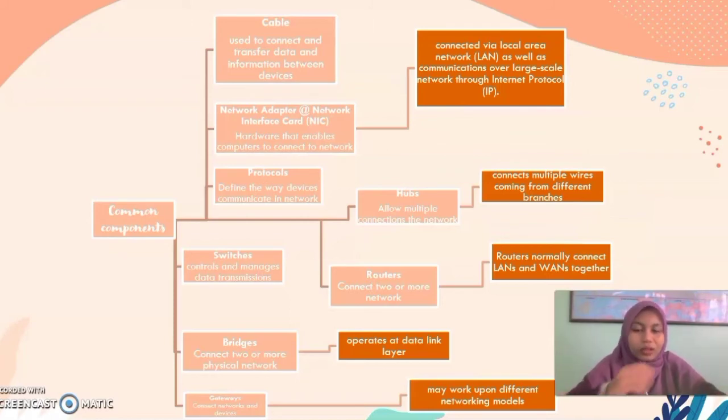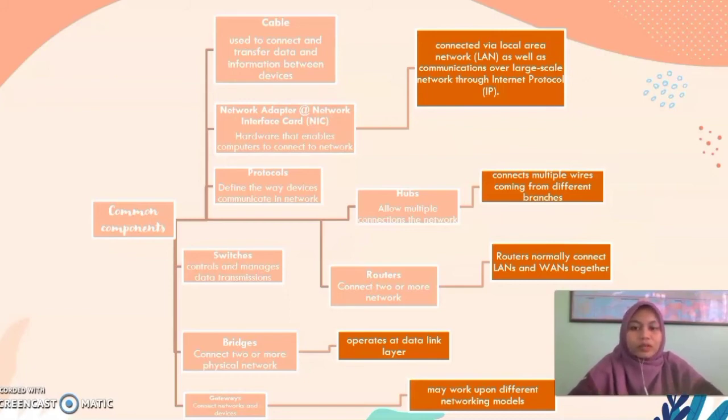If you can see or read by yourself, the function is typically the same: these are devices that connect to a network, but each component has a certain or specific function, for example the NIC. Even though the NIC enables a computer to connect to a network, it only connects via a local area network, which is LAN, as well as communication over large-scale networks through internet protocol.